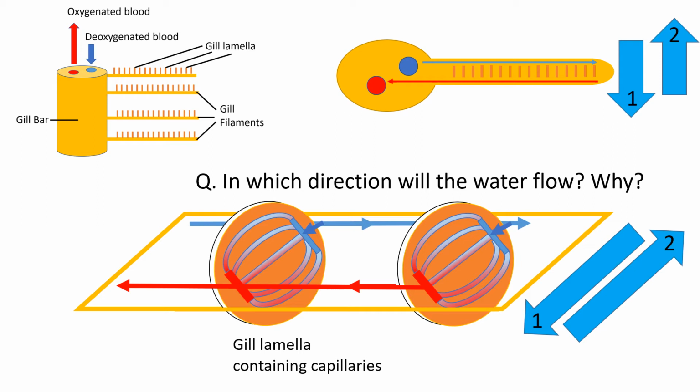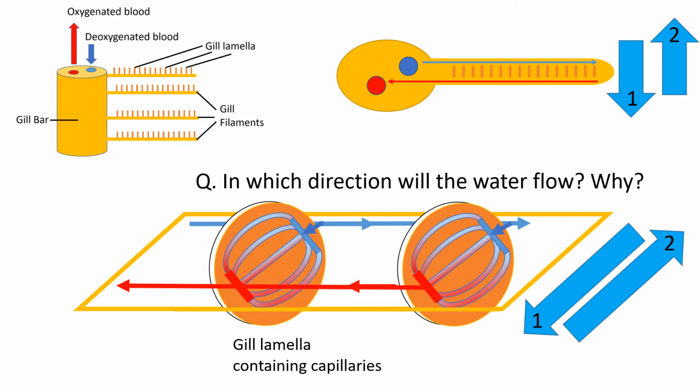So the question is, in what direction will the water flow and why? Pause the presentation, come up with your best answer. It's either direction 1 or direction 2. You've got the two diagrams and 1 and 2 match up on both diagrams. So your answer is number 1 or number 2, and then try and think of a reason why. Pause now and restart when you're ready.